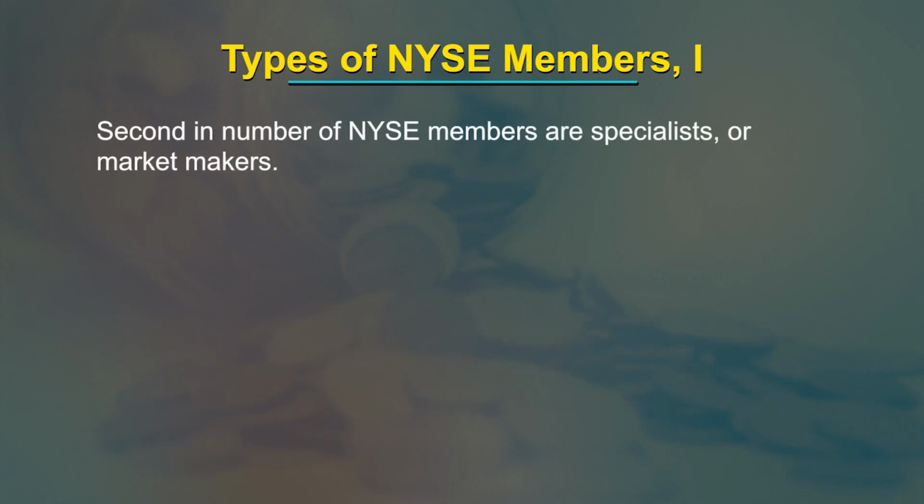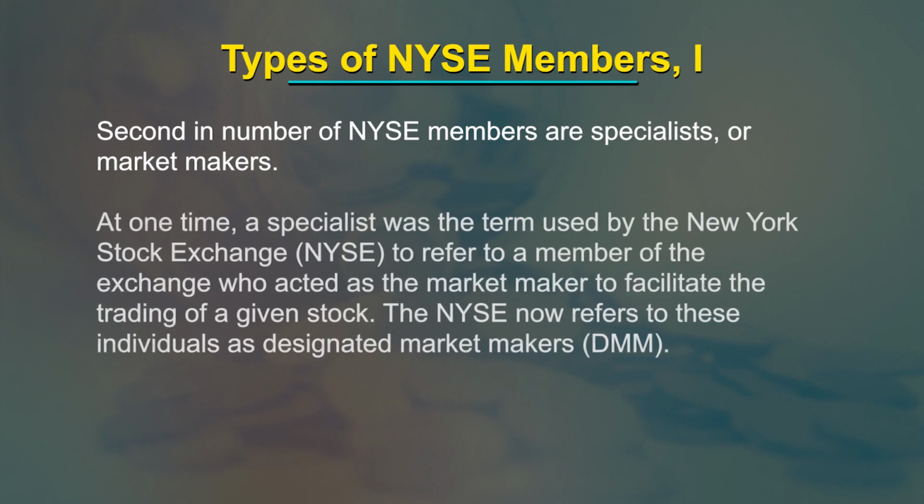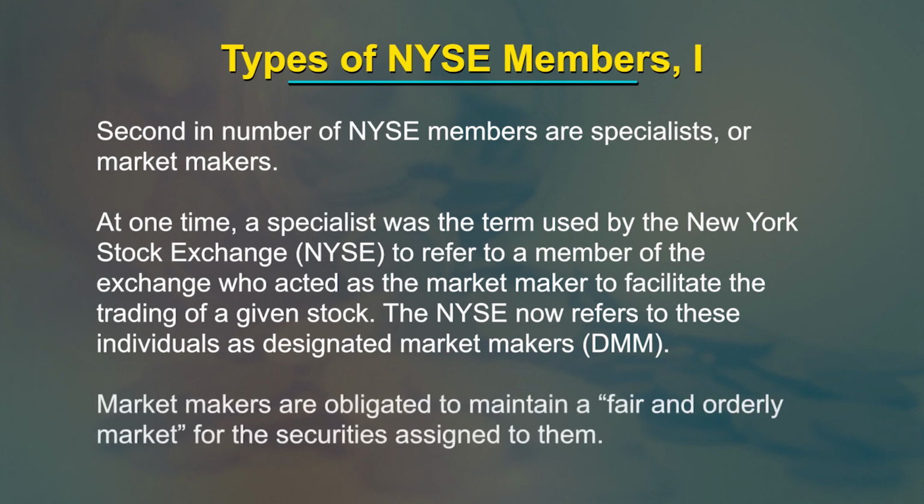The second very important member of the New York Stock Exchange is the specialist, or market maker. At one time, specialist was a term used by the New York Stock Exchange to refer to a member of the exchange who acted as the market maker to facilitate the trading of a given stock. The New York Stock Exchange has now given them a new name: Designated Market Makers, or DMM. The market makers are obligated to maintain a fair and orderly market for the securities that are assigned to them.